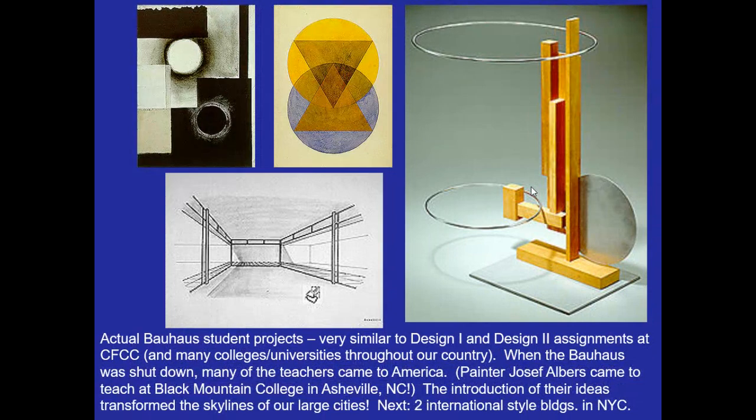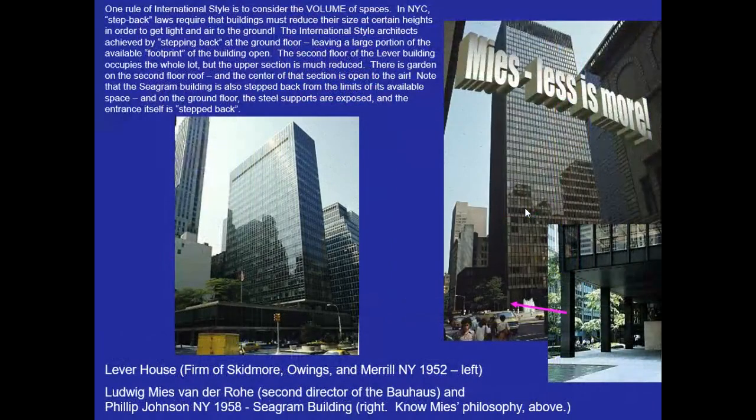These are examples of Bauhaus student projects that look a lot like the materials and projects that students at Cape Fear do in their Drawing 1 class, where we teach perspective, in Design 2-dimensional or Design 3-dimensional. You can see how all of these ideas are still being taught in art schools today. The Bauhaus architectural style or idea really led to the concept of the skyscraper as a glass and steel box, very simple, unornamented.